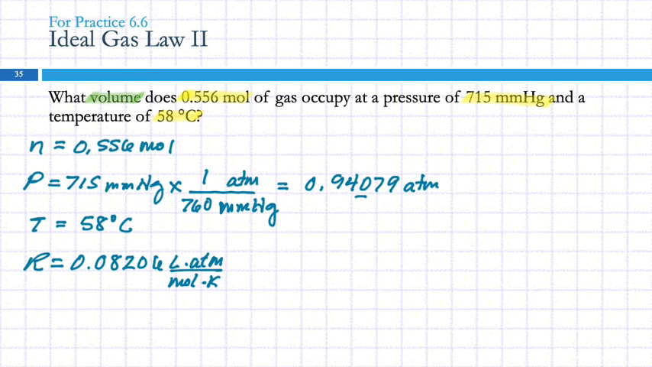The temperature was given in Celsius, so we have to convert that to kelvins. 331 kelvins. I've never seen a pressure gauge with units of atmospheres on it. I've also never seen a thermometer with units of Kelvin. So the pressure and temperature you're often going to have to convert. So now we've got all the units that we need.